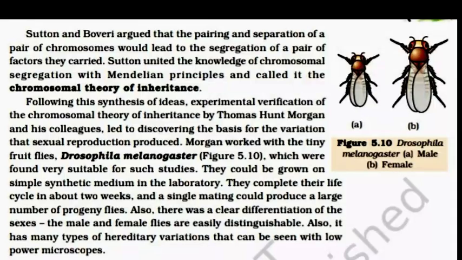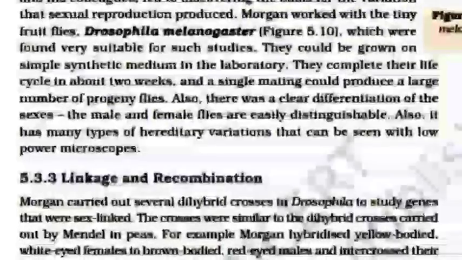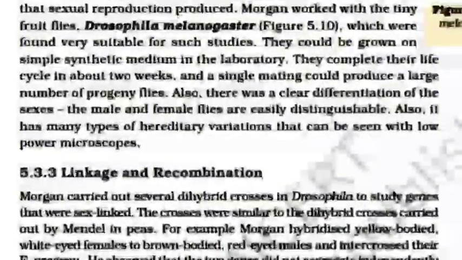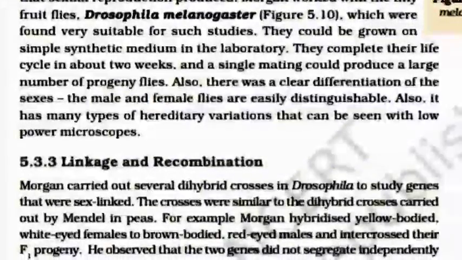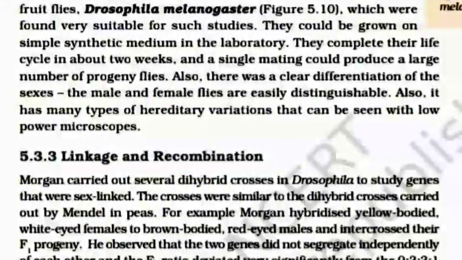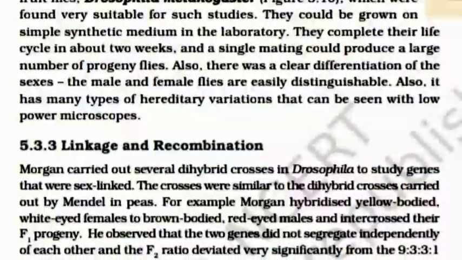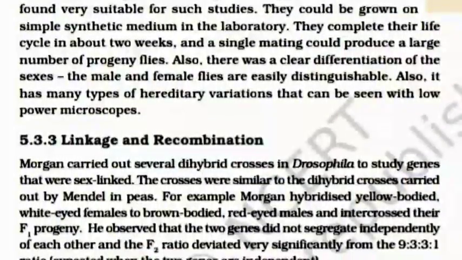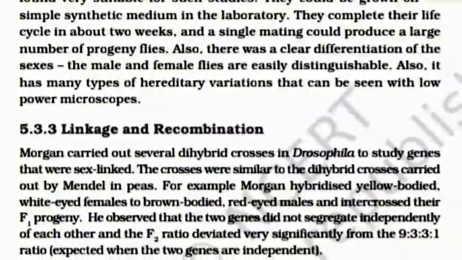They could be grown on simple synthetic medium in the laboratory. They complete their life cycle in about 2 weeks, and a single mating could produce a large number of progeny flies. Also, there was a clear differentiation of the sexes. The male and female flies are easily distinguishable. Also, they have many types of hereditary variation that can be seen with a low power microscope.